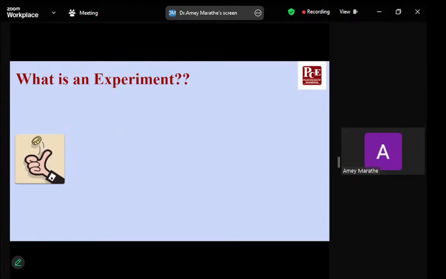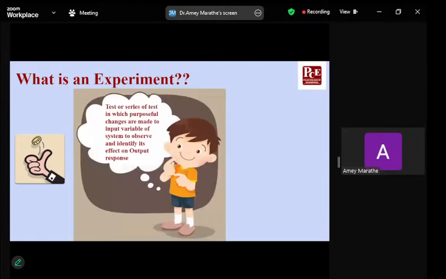Then what is an experiment? So typically, what do you mean? What we call an experiment is we test or we perform a series of tests in which we make purposeful changes to the input variable of the system to observe and identify its effect on the output response. Okay, that is what we call an experiment in technical terms.